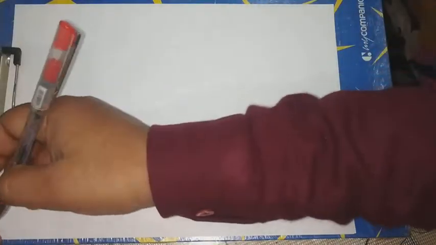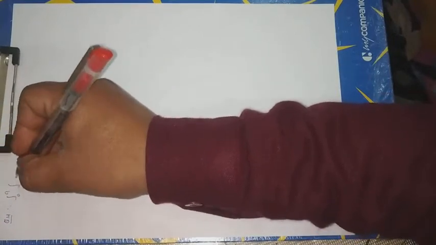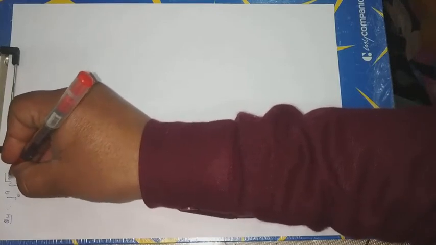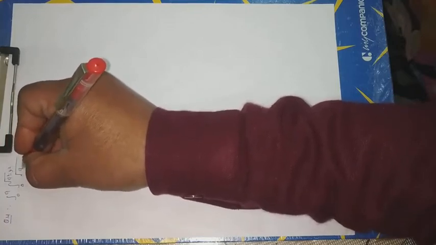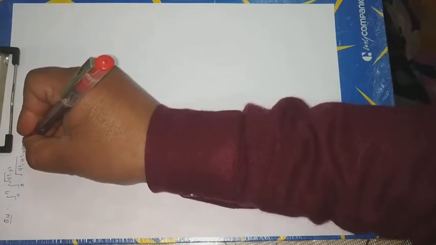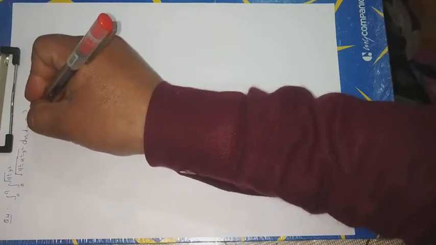Now next problem number 4, that is question number 4. Integral limit 0 to a, second integral limit 0 to under root a square minus y square, under root a square minus x square minus y square, dx dy value.